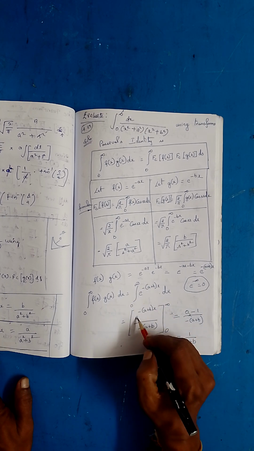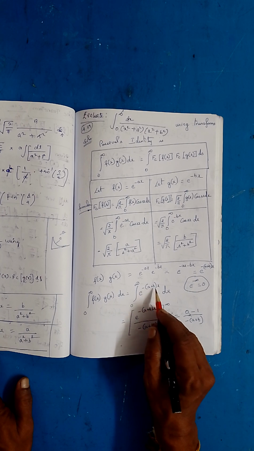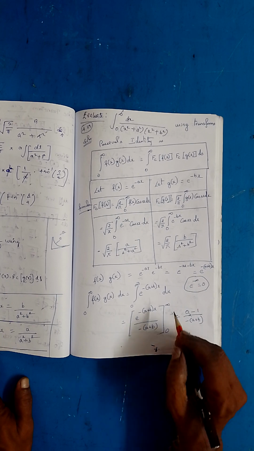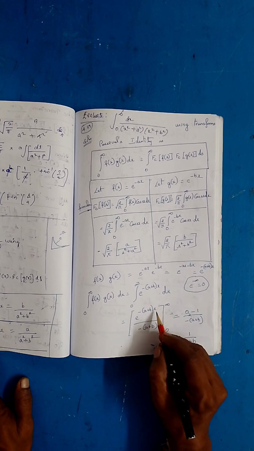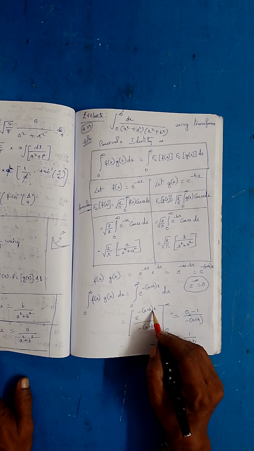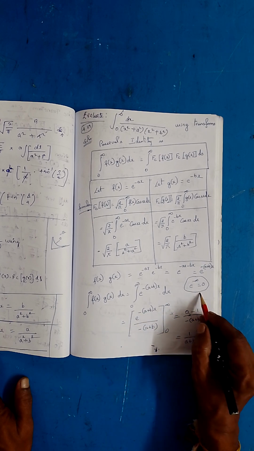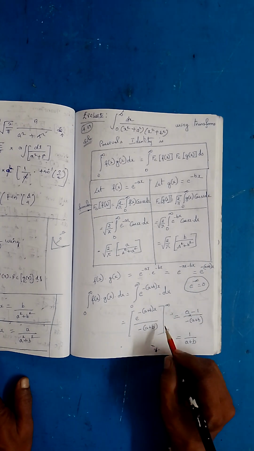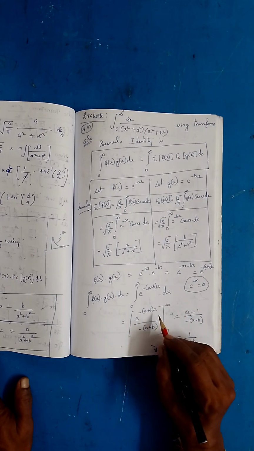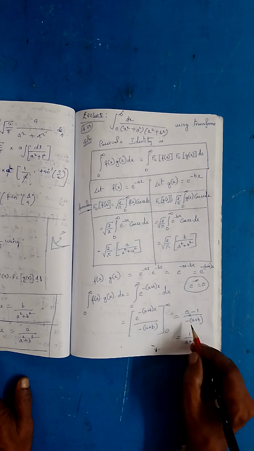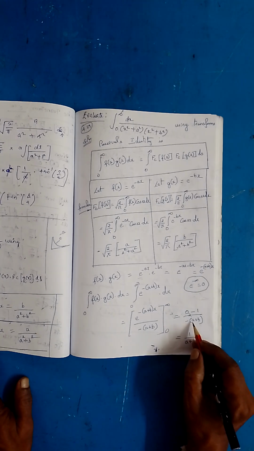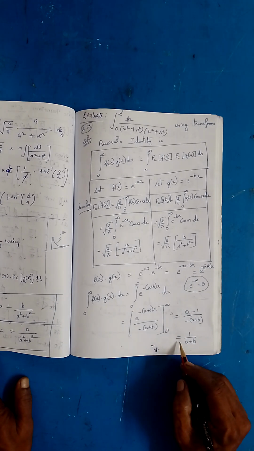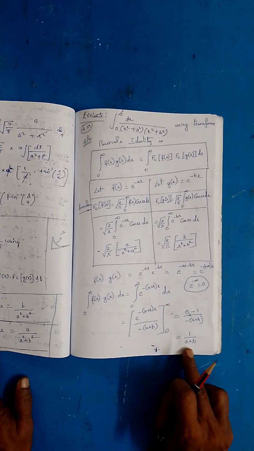The integration is e power minus (a plus b) into x divided by the coefficient of x, that is minus (a plus b). Upper limit is infinity, lower limit is 0. For x you substitute infinity, e power minus infinity is 0, because you know e power minus theta at infinity will reach 0. Next, lower limit is 0, you substitute 0, e power 0 is 1, 1 divided by minus 1 into (a plus b), minus minus gets cancelled and you will be getting 1 by (a plus b). This is the result of the left hand side.